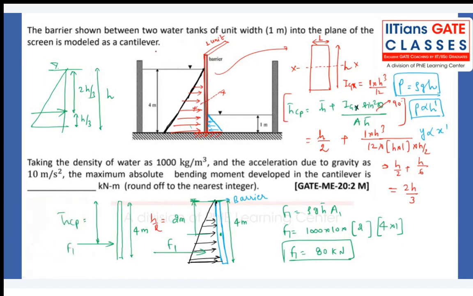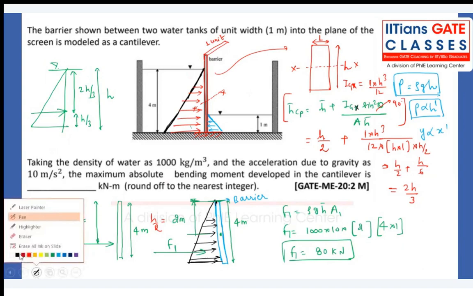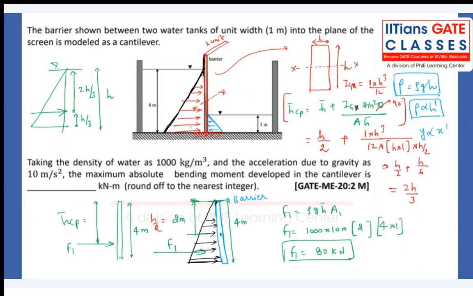The barrier, as shown in the figure, is subjected to water on two sides. Taking the density of the water and acceleration due to gravity, they are asking what is the maximum bending moment. Think of this barrier as a cantilever. Whenever we think of this like a cantilever beam which is fixed like this and subjected to force F1 and force F2, simply we have to take the moments about a point, about point O, for example. And that is what they have mentioned in the problem.